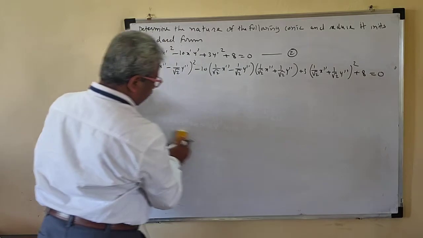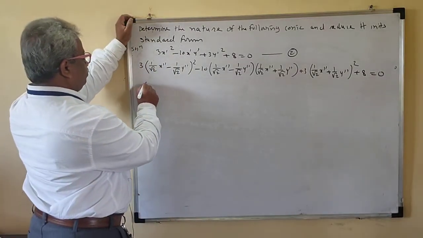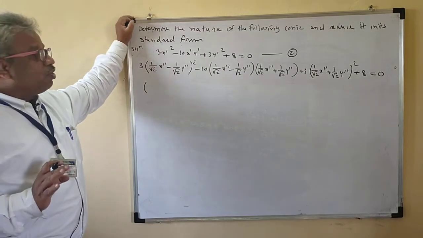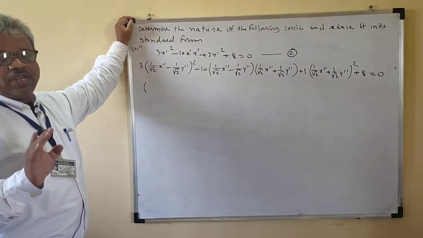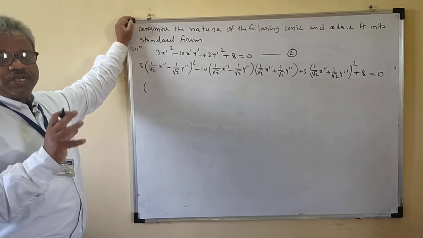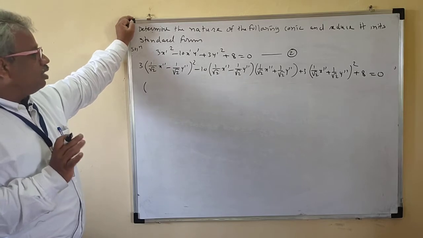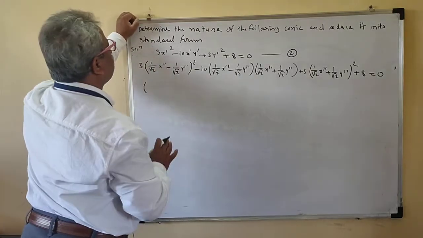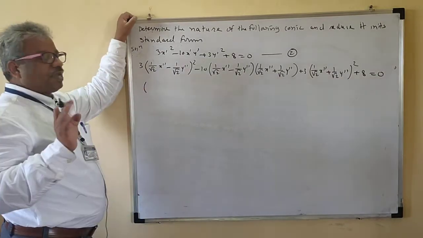Now we will collect the coefficient of x double prime square only and y double prime square only. We will not collect the coefficient of x double prime y double prime because we have rotated the frame through a particular angle, so that the product term will be removed. So you don't have the product term now. So we collect the coefficient of x double prime square now.